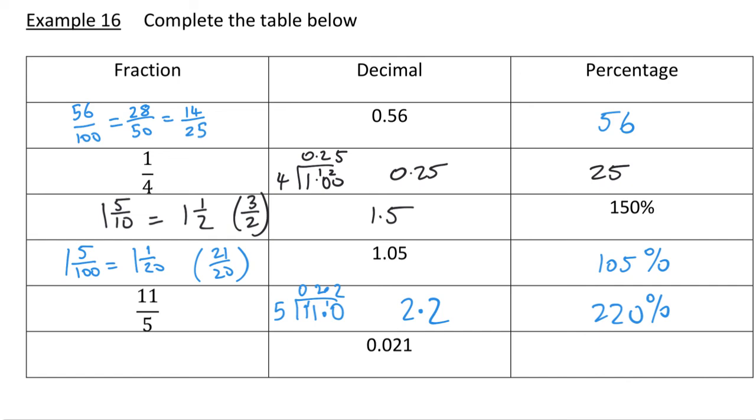To change 0.021 into a fraction, so thinking about the place value, we've got no tenths, we've got 2 hundredths and 1 thousandth. So we go with the greatest one there, so that was thousandths. So it's going to be 21 over 1,000. And that can't be simplified down, so that's the answer. And then we multiply by 100. So for that, so that's changing a decimal into a percentage, we move the decimal point twice. And that's going to go between the 2 and the 1. So we get 2.1% there for the last one.